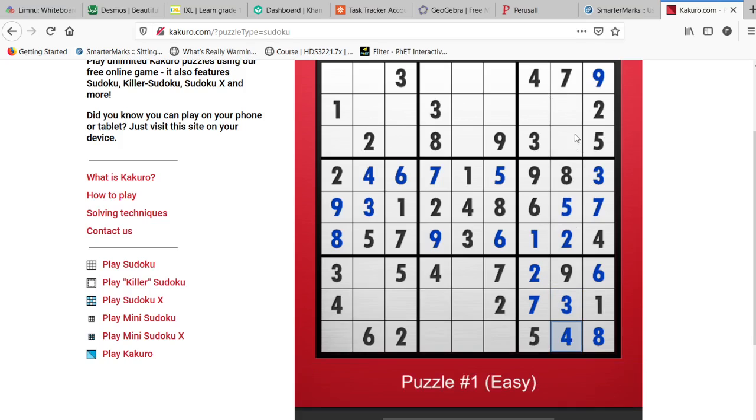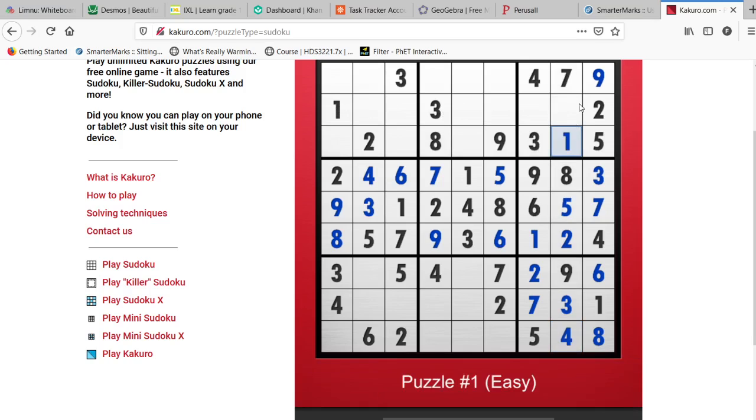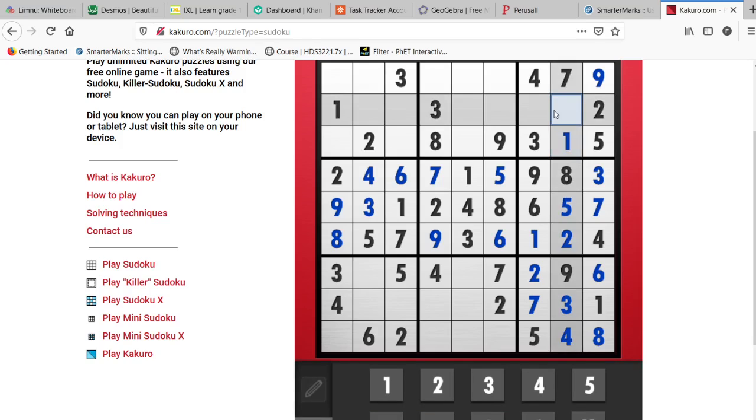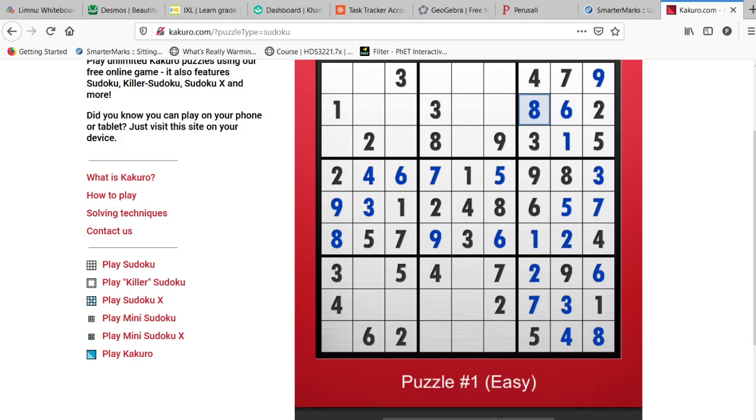Only 3 squares left to solve here, so that's a good starting point. We need a 1 in one of them, but we have a 1 in the middle row. So the 1 must be down here. Now we have a 6 and an 8, but we have a 6 in this column and an 8 in that column. So our numbers must go this way.